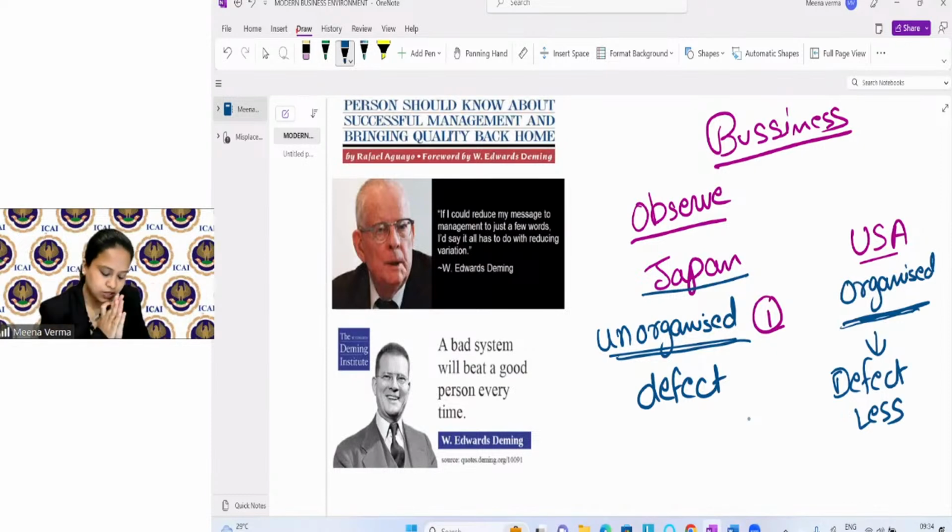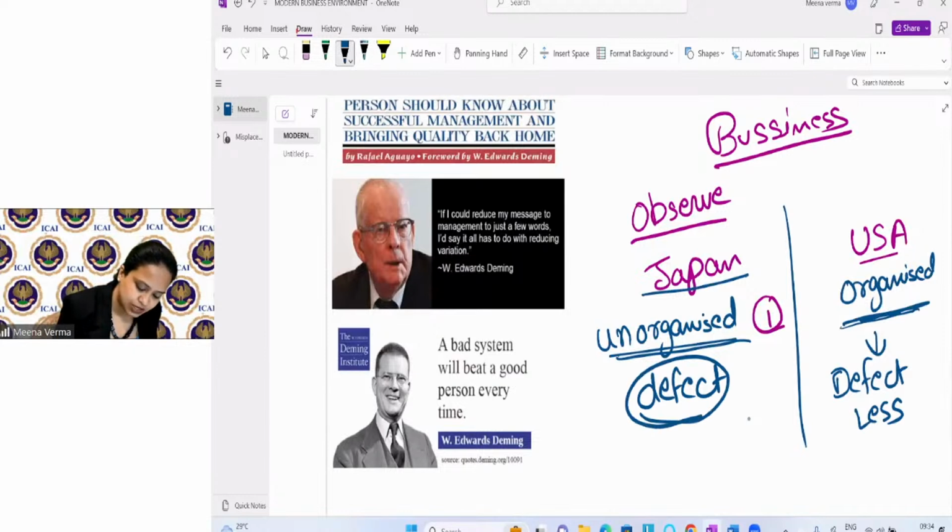All right. So this is what he observed. Now tell me, if the organization is producing defective units, whom do you want to blame? Who is responsible for defects? If I ask you a question, if the company is producing defective units, whom do you want to blame? Who is responsible for defective units?